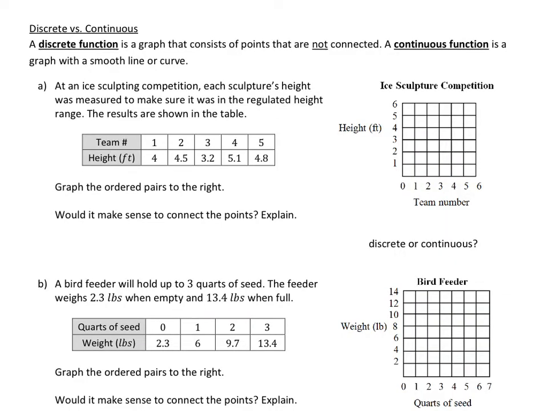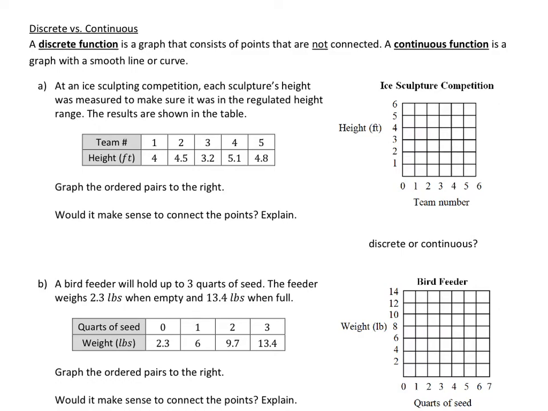Discrete versus continuous. A discrete function is a graph that consists of points that are not connected. A continuous function is a graph with a smooth line or curve. Another way to think about it is when you're drawing a curve or line, if you don't have to pick up your pencil, it's a continuous function. If at any point you would have to pick up your pencil, it would be discrete. So let's take a look at letter A.